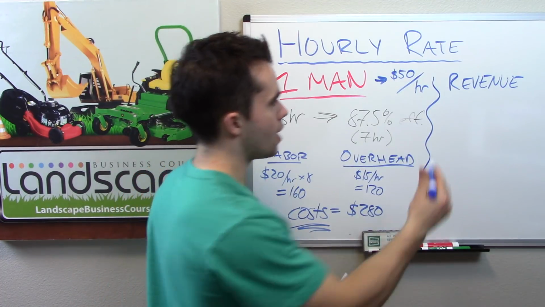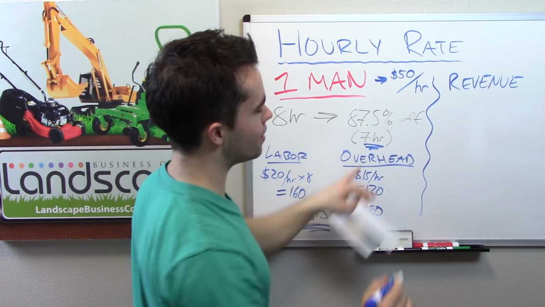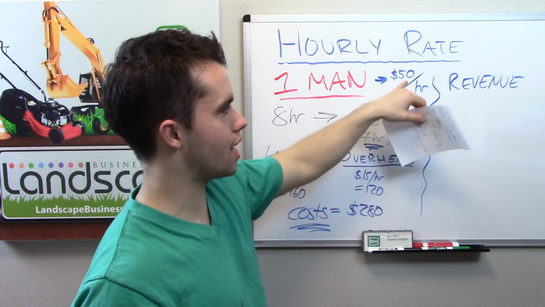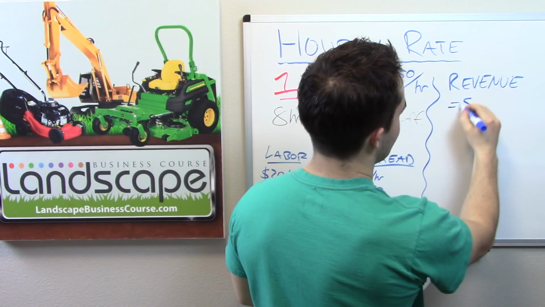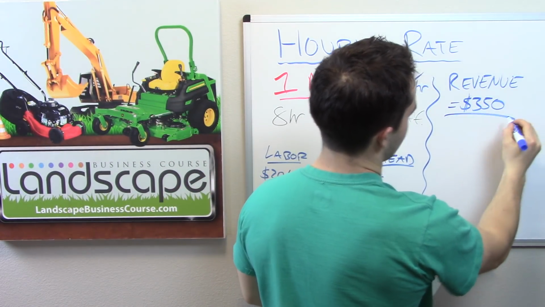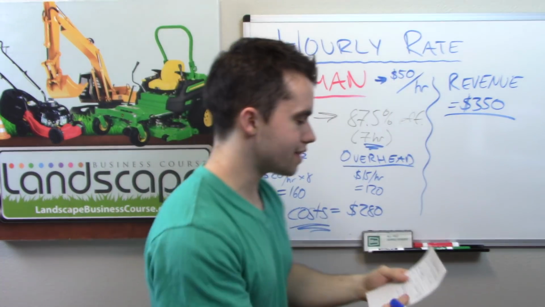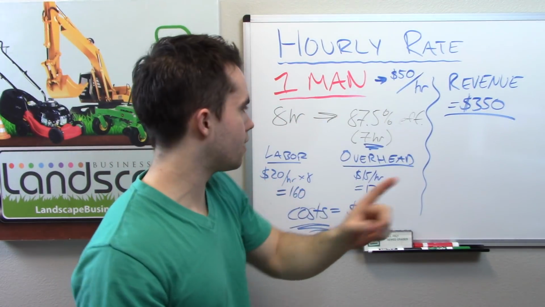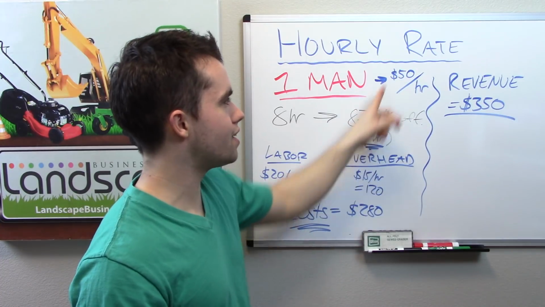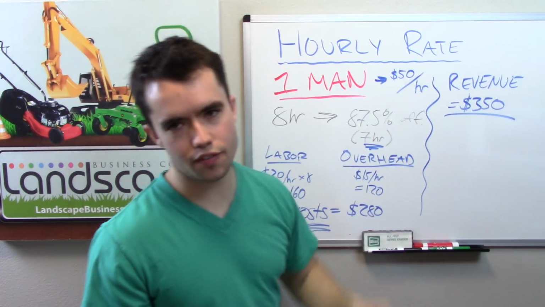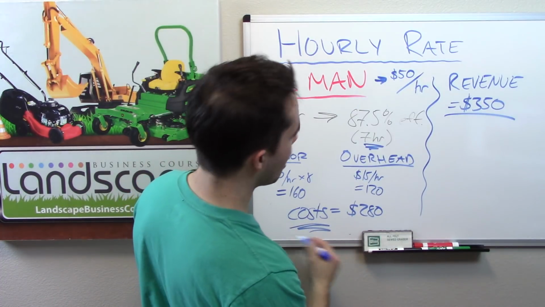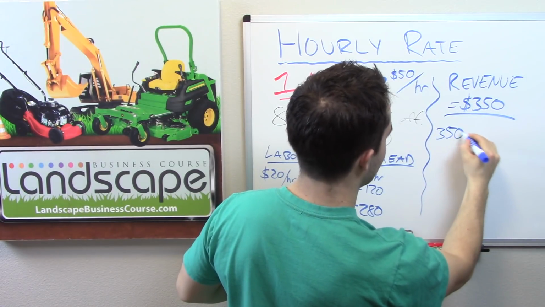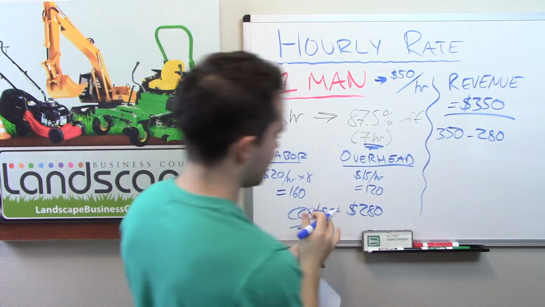And so his revenue over here, because remember, he is only working 7 hours out of the day. So he's not doing 8 hours times 50, he's doing 7 hours times 50. So the total revenue for this one-man crew is going to be $350. That's the revenue, okay? This is the amount of money that he's going to generate because he is making $50 per hour when he's working 7 hours. So 7 times 50 is $350. That is the revenue. Now, if we take the cost and subtract it from the revenue, we've got $350 in revenue minus the $280 in cost.